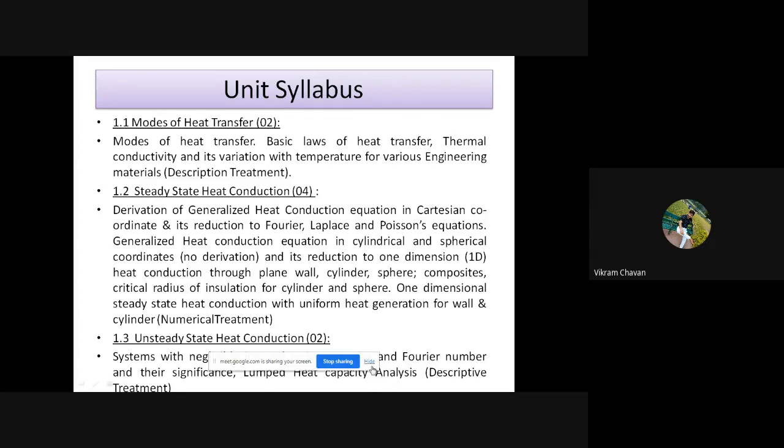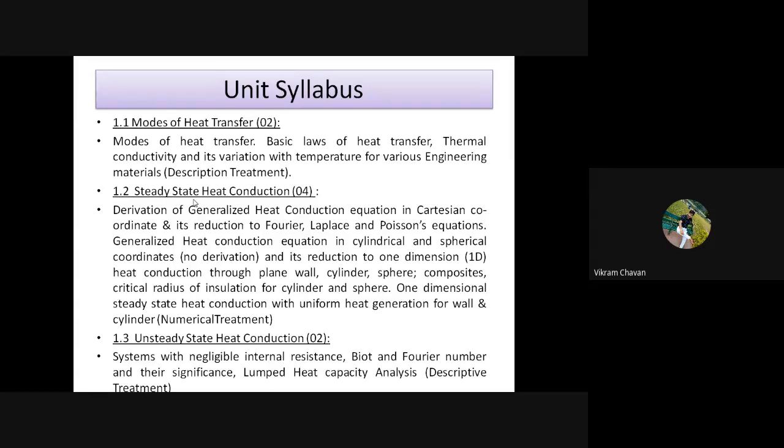The last one is unsteady state heat conduction. Steady state means there will not be a change in a property with respect to time. Whereas unsteady state means there is a change with respect to time in properties of the substance. That will be considered as unsteady state heat conduction.